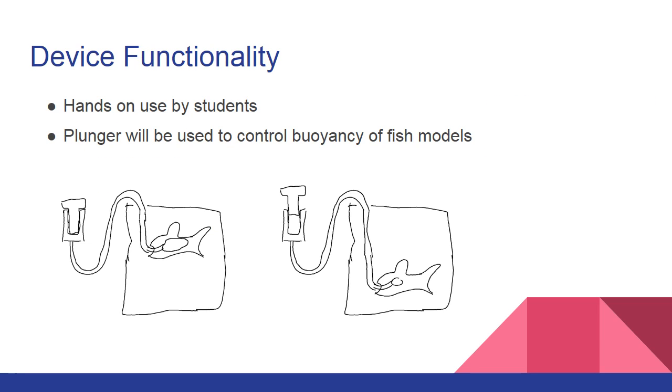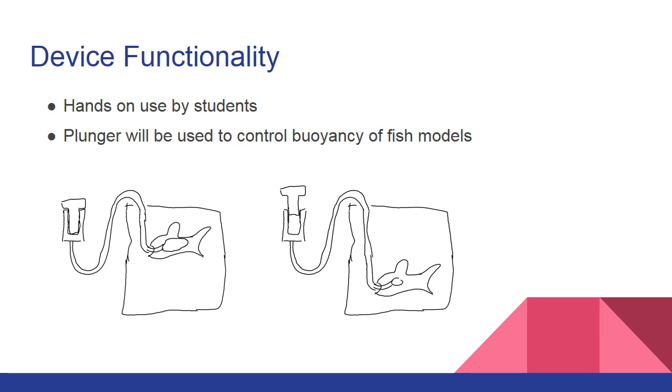Our fish model works by using a built-in air bladder connected via a hose to a plunger. This plunger acts as an air reservoir, so that when it's open, the air bladder is normally empty, causing the fish to sit on the bottom of the tank.